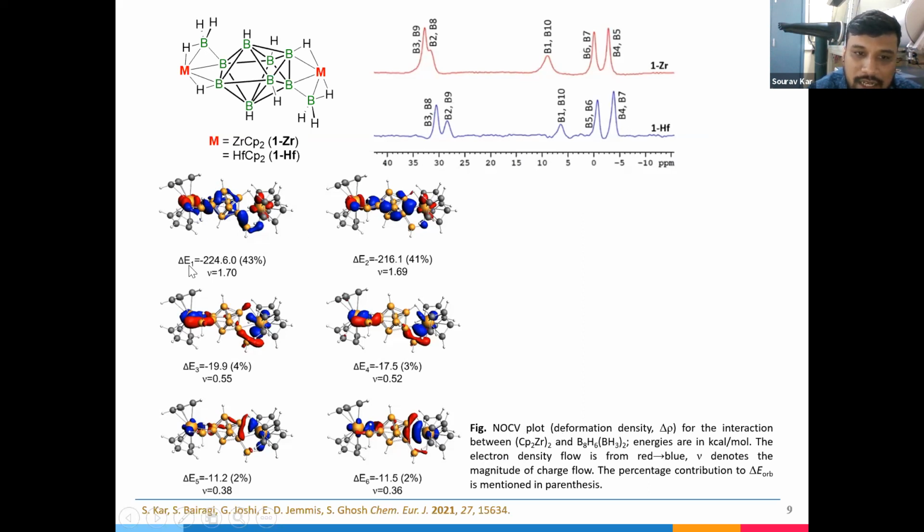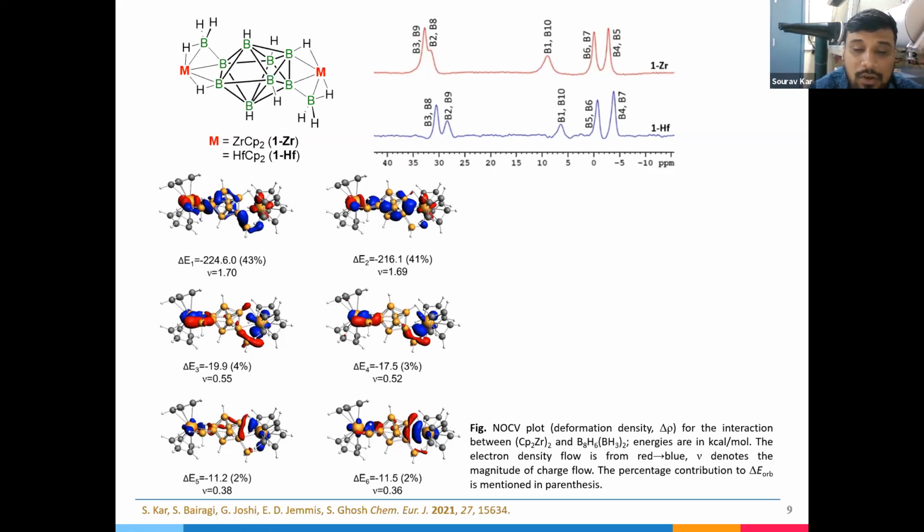So for delta E1 and delta E2 from these two orbitals, you can see the contribution is more, where the electron is flowing from the metal fragment towards the B8 core, whereas the back donation from the B8 core towards the metal is very small. The contributions you can see are 4%, 3%, 2%, and 2%. So more electron is flowing towards the B8 core from the metal fragment, and that is the reason behind the stability of this type of cluster.